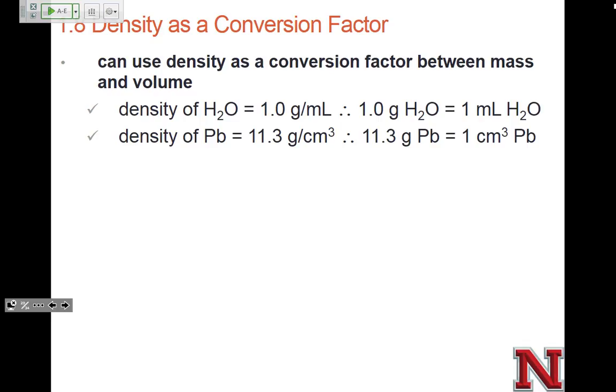So the last thing that we're going to be looking at today is density as a conversion factor. Now remember, our density is our relationship between mass and volume. So that is a relationship. It is specific to certain things. Water has a certain density, lead has a certain density, and of course we do need to know, for example, densities at certain temperatures, which will be important later on.